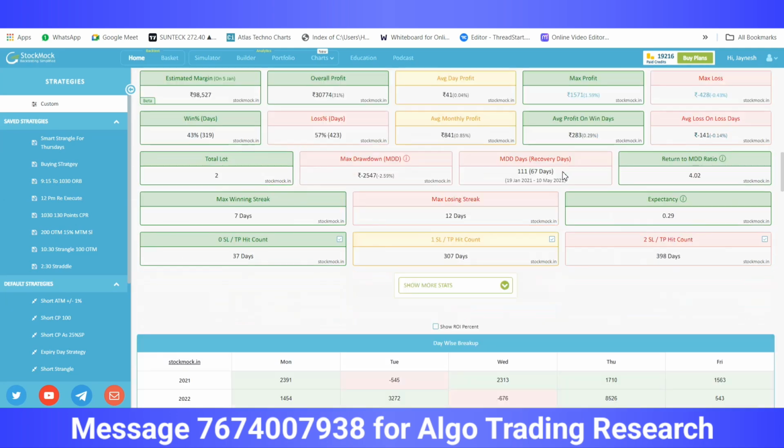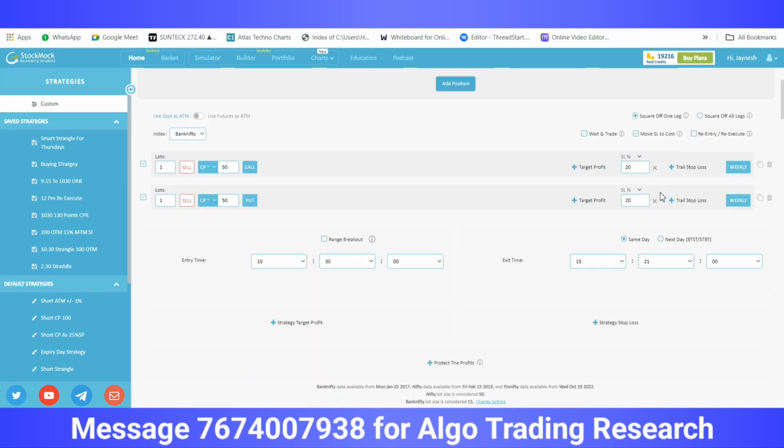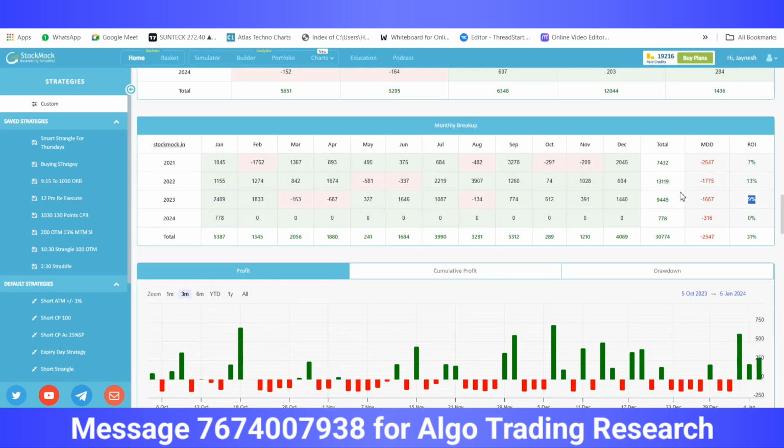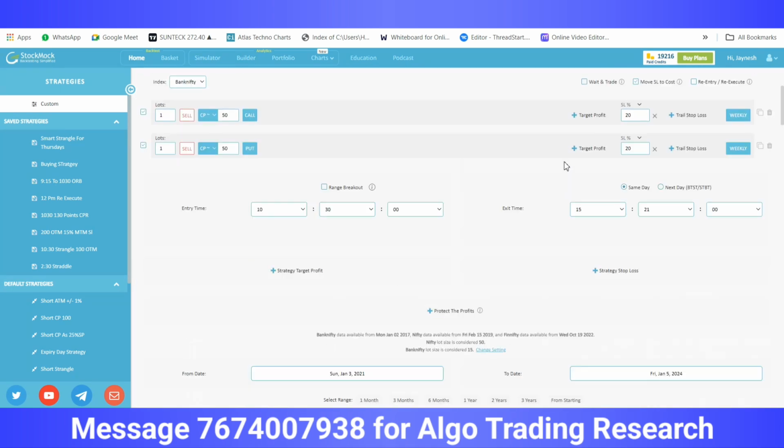Now in this basic strategy we will have to add further complicated settings such as re-entry and re-execute types, which will help us to improve the result of this particular strategy. Okay, but I hope you have understood the idea of how we backtest any kind of strategy. So this is how you backtest any kind of strategy on the Stockmock platform. You can backtest multiple logics where you can use, let's say, 100 rupees premium, 150 rupees premium. I will be sharing detailed videos with everyone on all of my social handles so that you can start your algo trading journey.